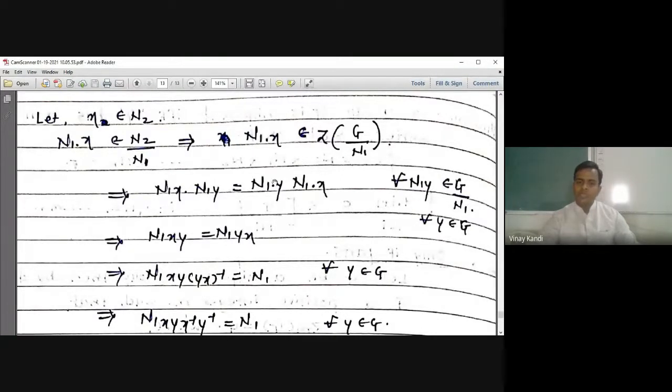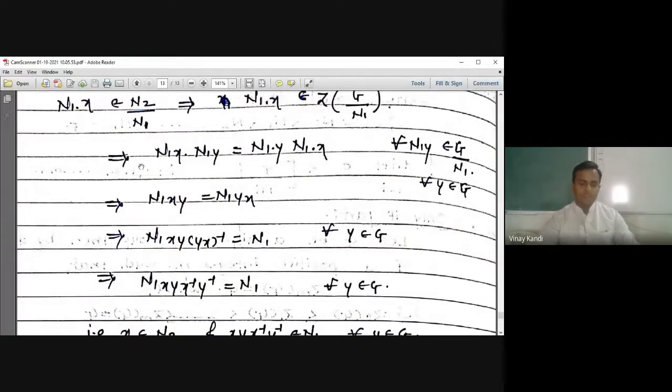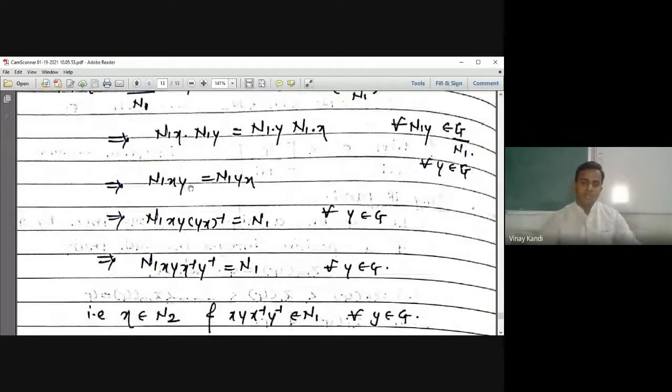Here we have N1 of X belongs to Z of G of N1, which means that N1 of X must commute with every element of G upon N1. Hence, we have N1 of X into N1 of Y is equal to N1 of Y into N1 of X. By solving this one, we get N1 of XY, which is equal to N1 of YX. Why? Because HA into HB is equal to HAB by using that definition.